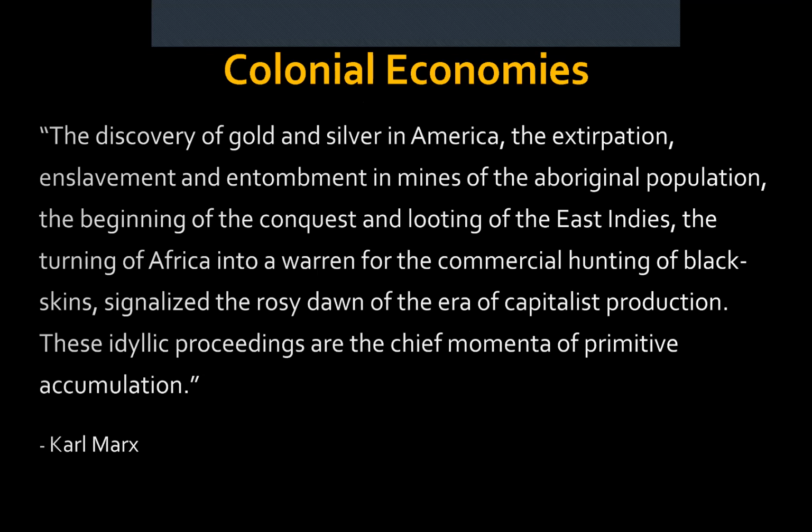Now, here's a Karl Marx quote that I really like. And I'll try to keep it brief and not go into too much detail about this. "But the discovery of gold and silver in America, the extirpation, enslavement, and entombment into mines of the Aboriginal populations, the beginning of the conquest and looting of the East Indies, the turning of Africa into a warren for the commercial hunting of blackskins, signalized the rosy dawn of the era of capitalist production. These idyllic proceedings are the chief momenta of primitive accumulation."